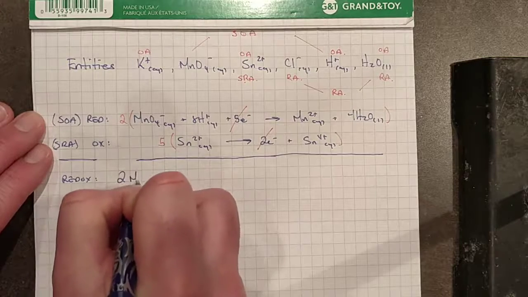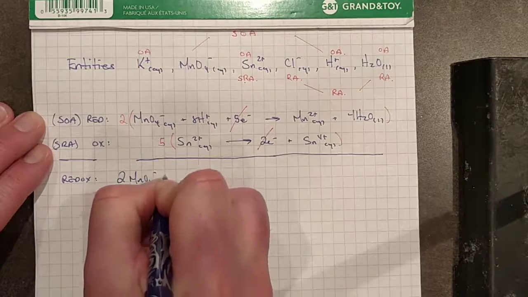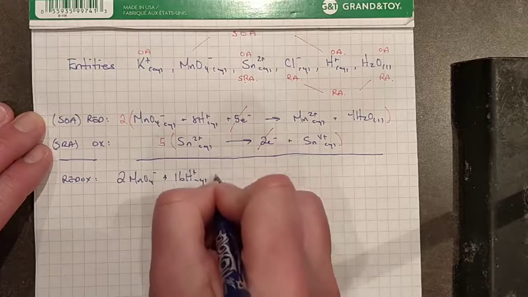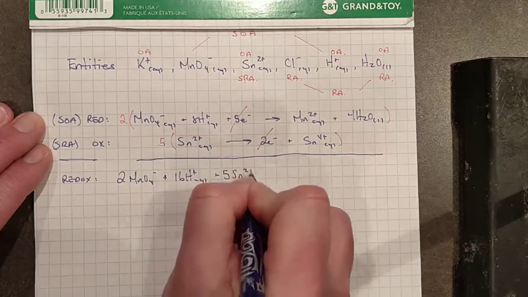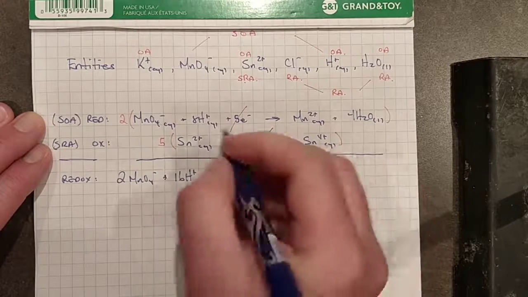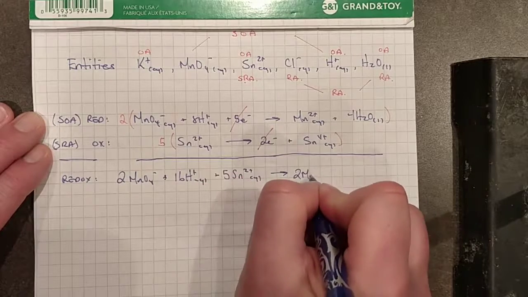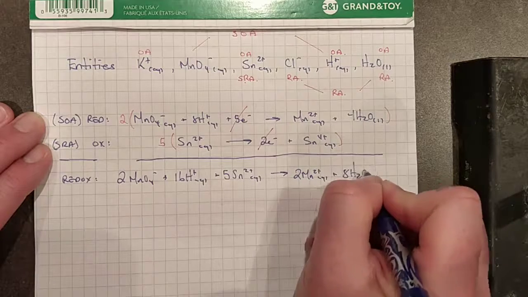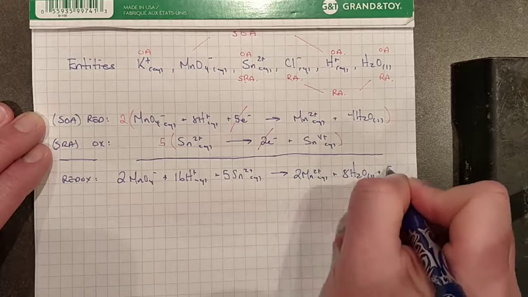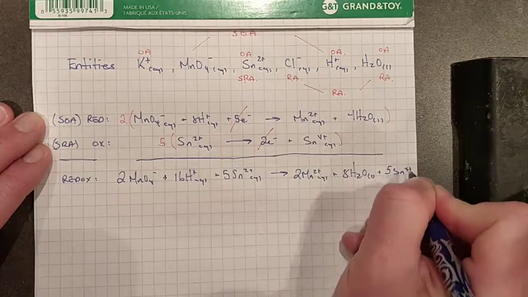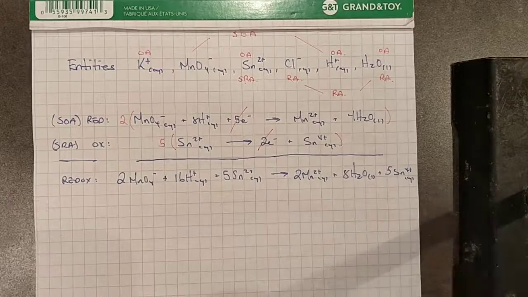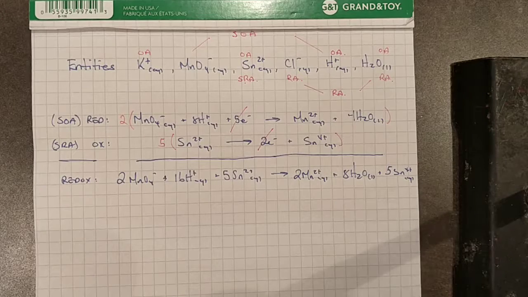So 2 MnO4- plus 16 H+ plus 5 Sn2+ gives me 2 Mn2+, 8 H2O, and 5 Sn4+. All right. Now we have our balanced redox reaction.